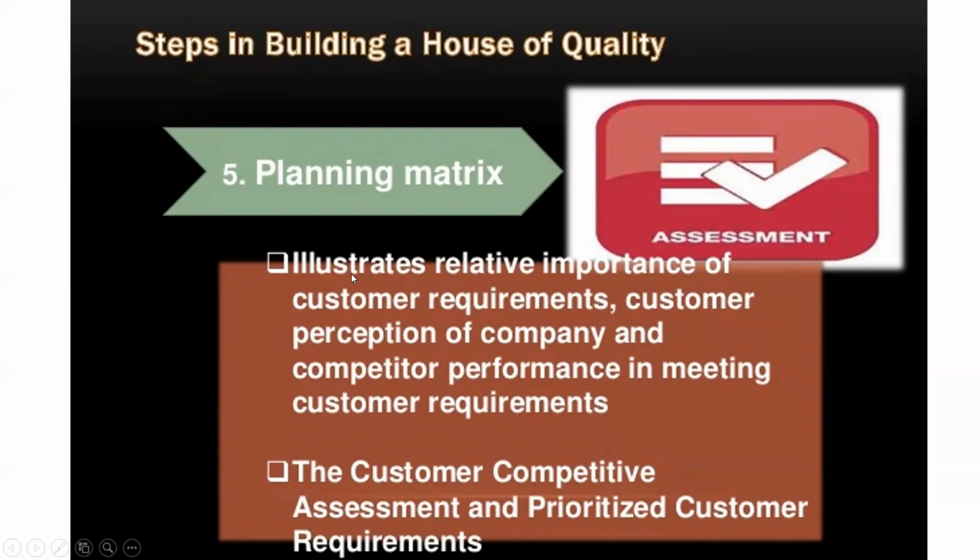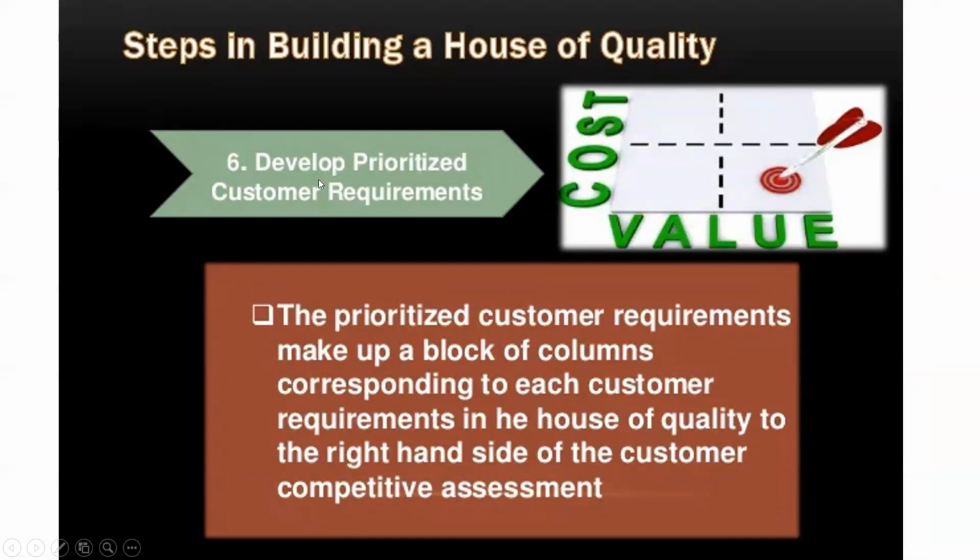Planning matrix. So this one we also put in the relative importance of the customer requirement. Okay, so this is the weightage. And also including the customer competitive assessment. This one we will show an example later on. So in the planning matrix we put in numbers to identify which is more important and less important. Okay, and then develop the priorities of customer requirement. So what are the priorities of customer requirement? Which one is more important from the view of the customer?